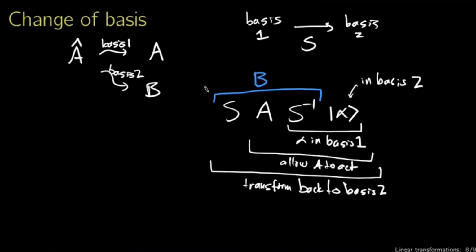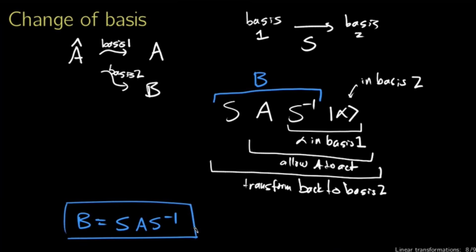And if I treat all three of those operations as matrices, you end up with a matrix product that gives you the representation B, which tells you how A acts in basis 2. So essentially B is equal to S times A times S inverse, for some S that connects the two bases together.